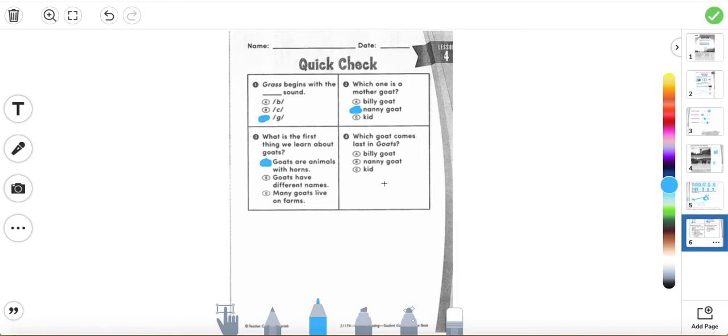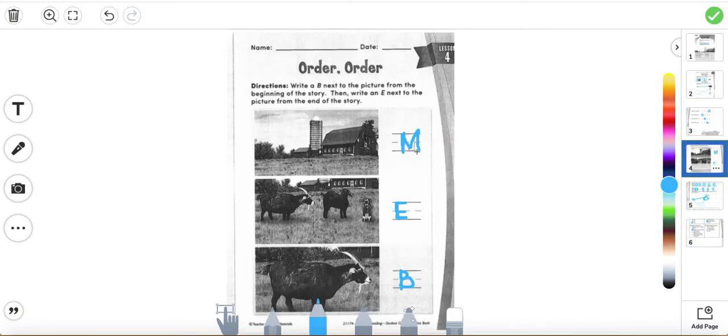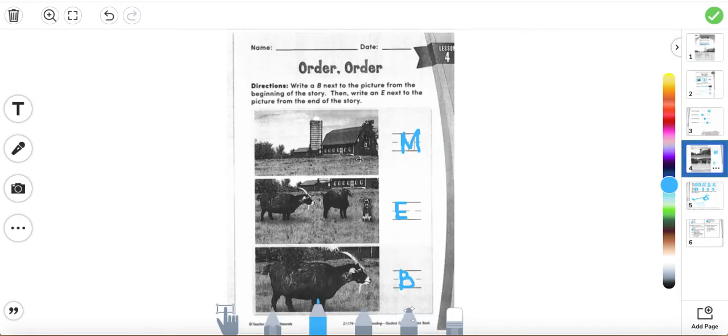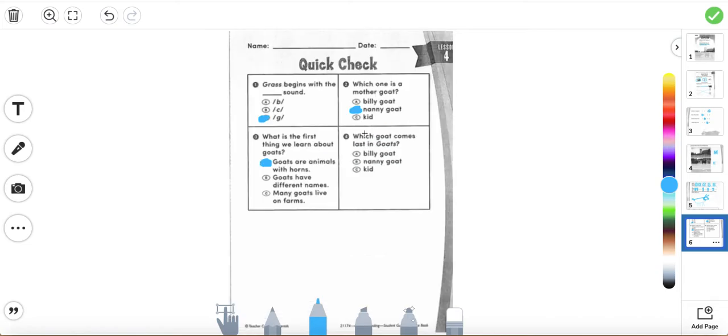Let's look at number 4. Which goat comes last in the goats? So let's look at the picture again in the story. So we have our picture here. Which one was the last one? The kid. And if we look at the text in the story, the last sentence says, the baby goat is a kid. So which goat comes last? Is it the billy goat, nanny goat, or the kid? The kid.